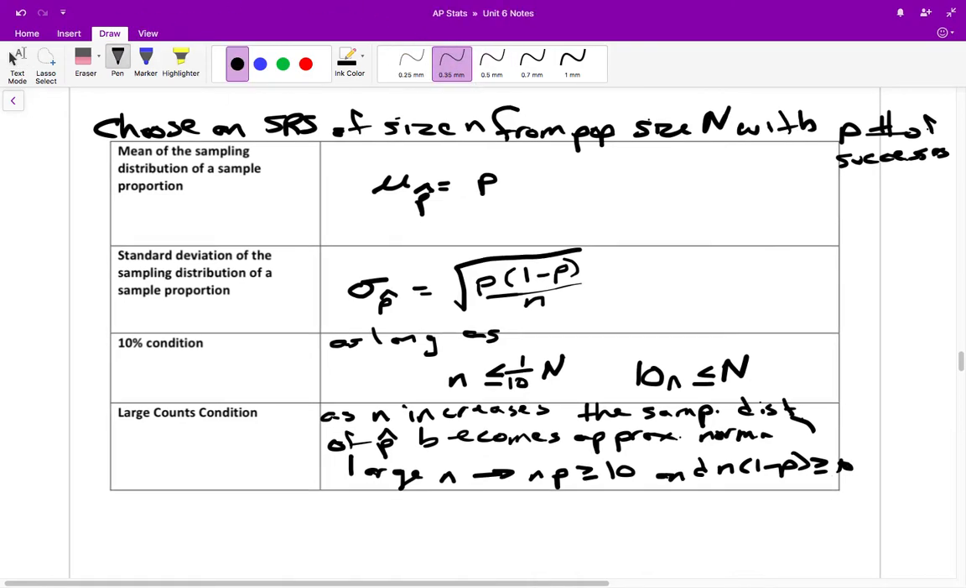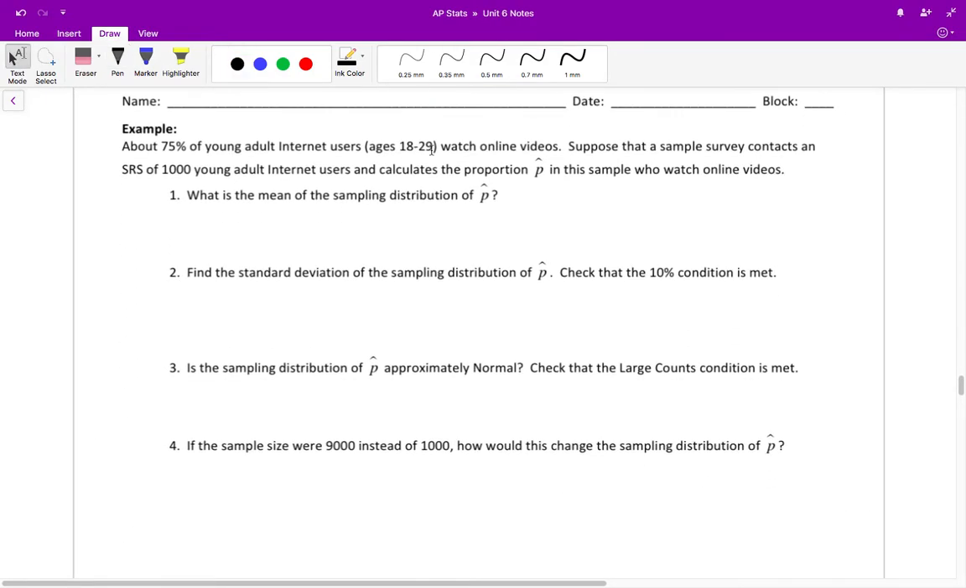Okay, so let's look at some examples here. For the first one, it says about 75% of young adult internet users ages 18 to 29 watch online videos. Suppose that a random sample survey contacts a simple random sample of 1,000 young adult internet users and calculates the proportion p-hat in the sample who watch online videos. First question: what is the mean of the sampling distribution of p-hat? Well, keep in mind that that's just the same as the proportion of the population, which it told us was 75%, so 0.75.